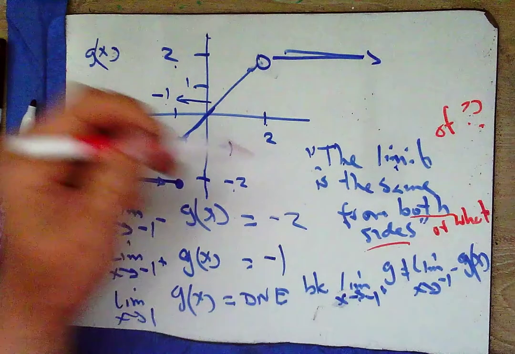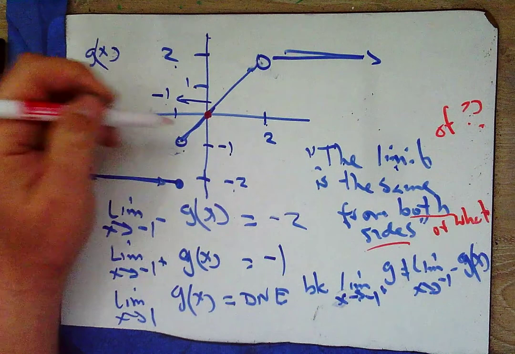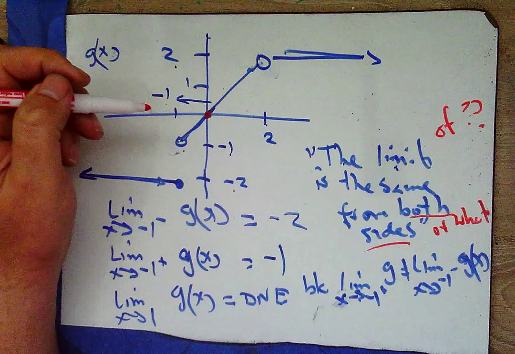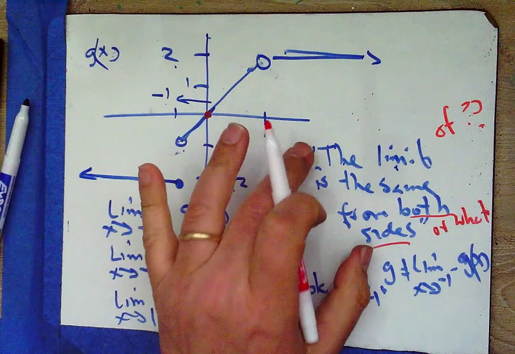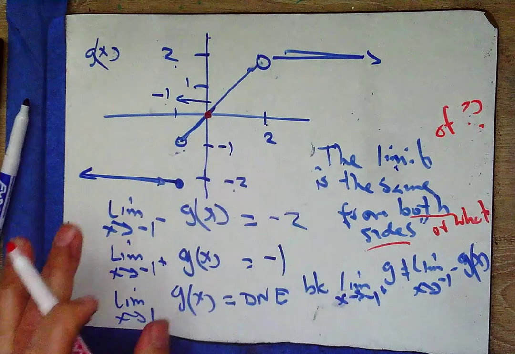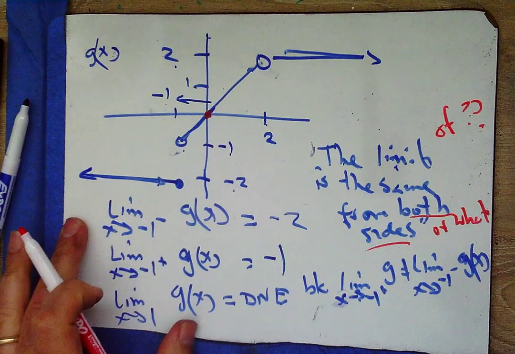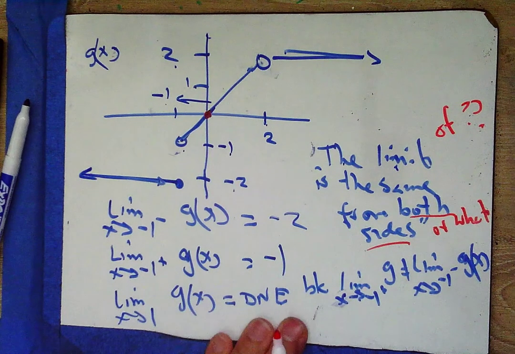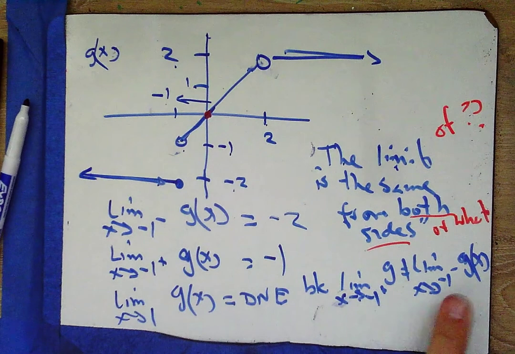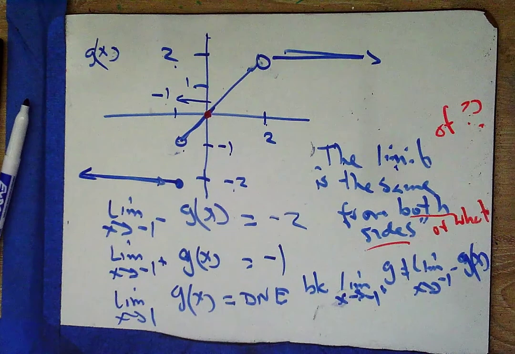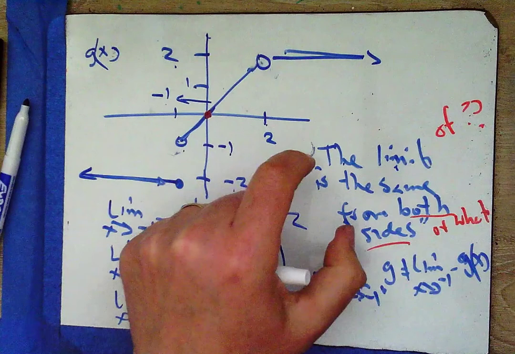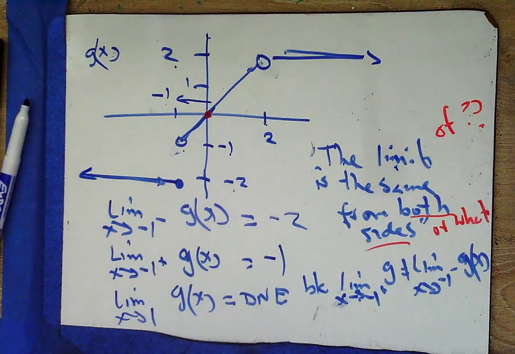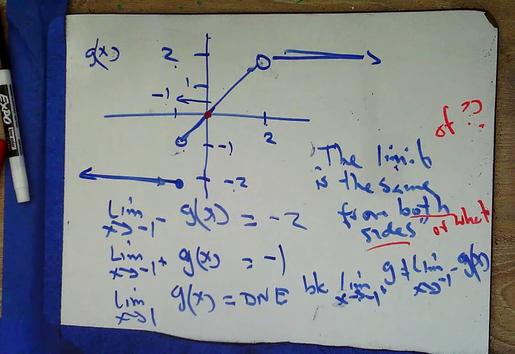Because this is not a true statement at 0. At 0, the limit of g of x from both sides is 0. So you can't use vague language like this. Please use your limit notation and say, look, the limit at the point 1 does not exist because the limits from both sides aren't equal to each other. Don't say vague language. Use your notation to say precise language, okay?